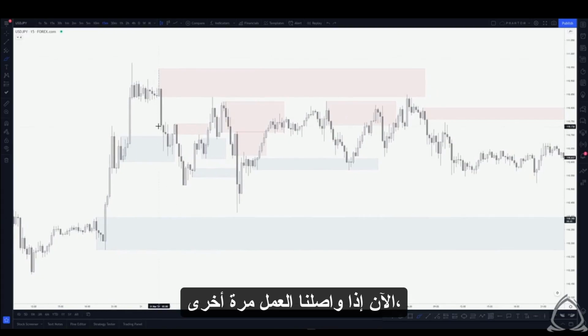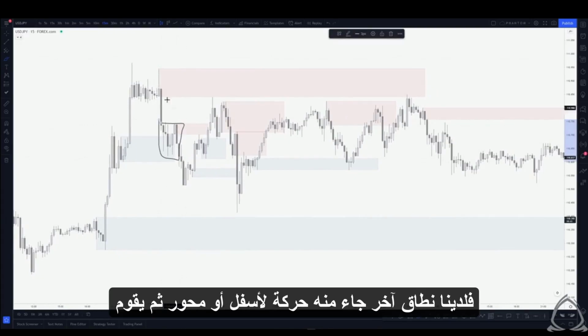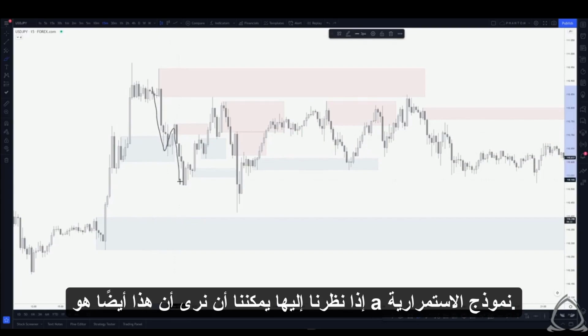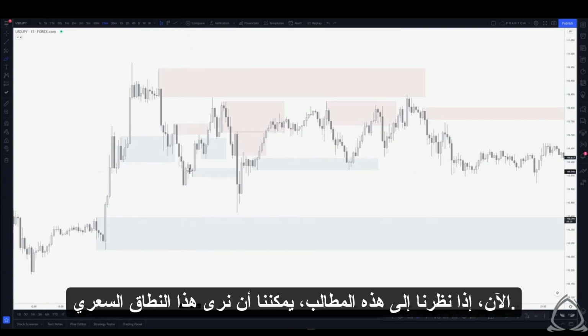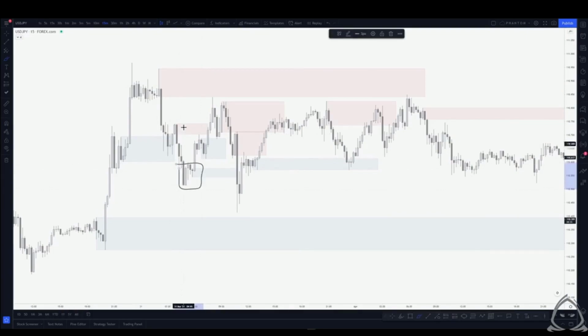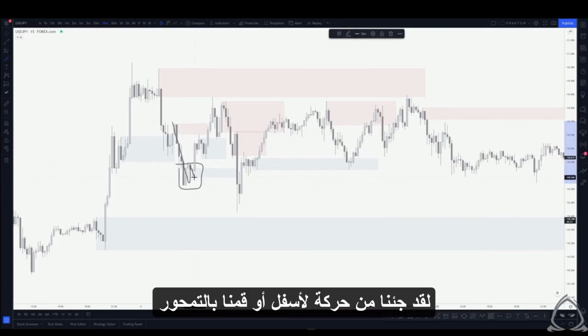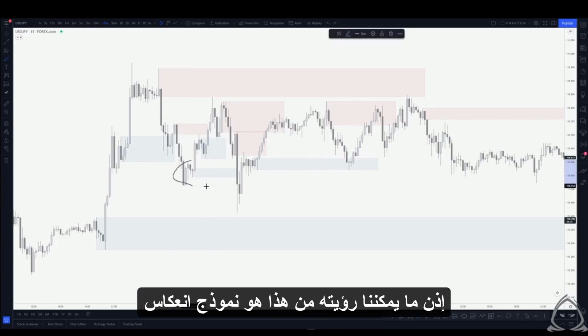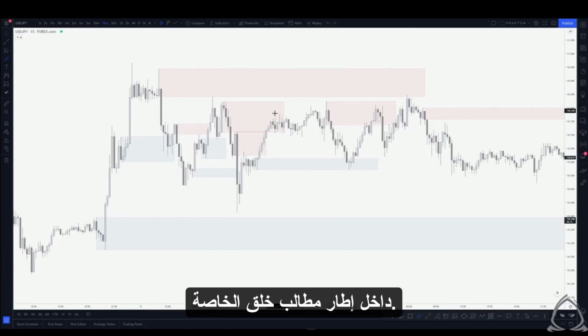Now, if we continue on, once again, we have another range that came from a down move or a pivot and then creates an expansion to the downside. So either way we look at it, we can see that this is also a continuation model. Now, if we look at this demand zone, we can see that price ranged. We came from a down move or we pivoted and then we moved or expanded to the upside. So what we can see from this is a reversal model within the framework of a demand zone creation.